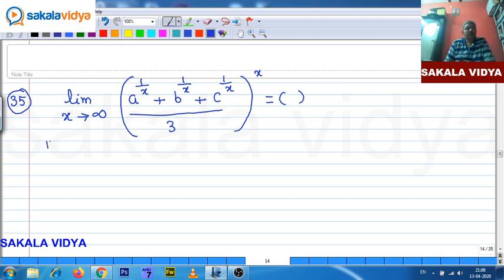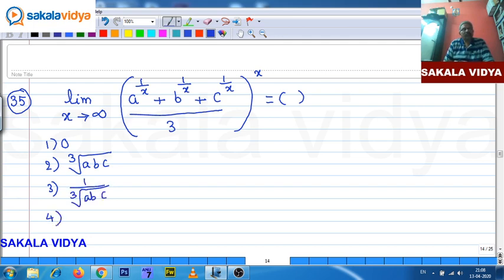So first option is 0. Second option is cube root of abc. Third option is 1 by cube root of abc. Fourth option is 1. This is a very important question. I will discuss in between some important problems also here. Please note down, all of you note down.